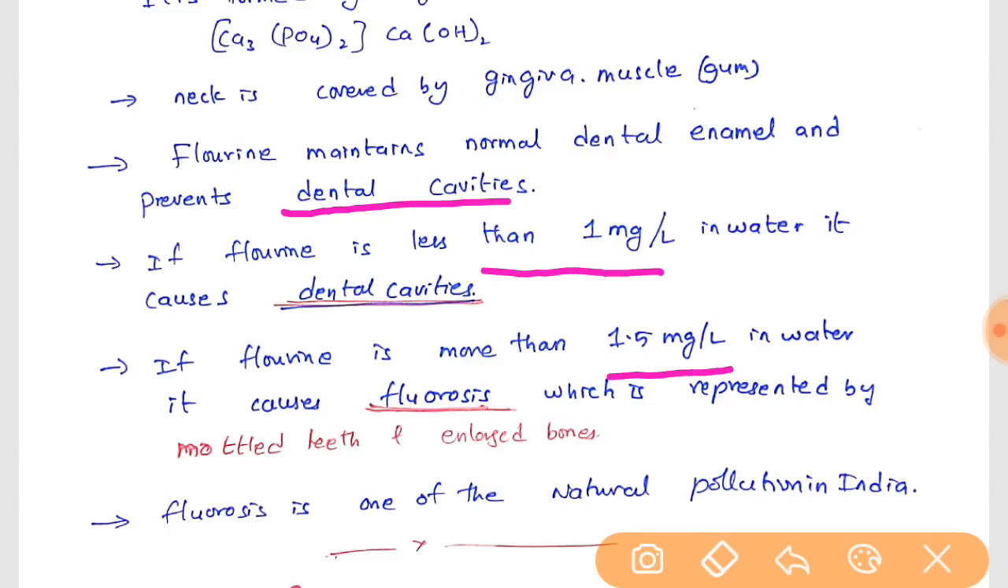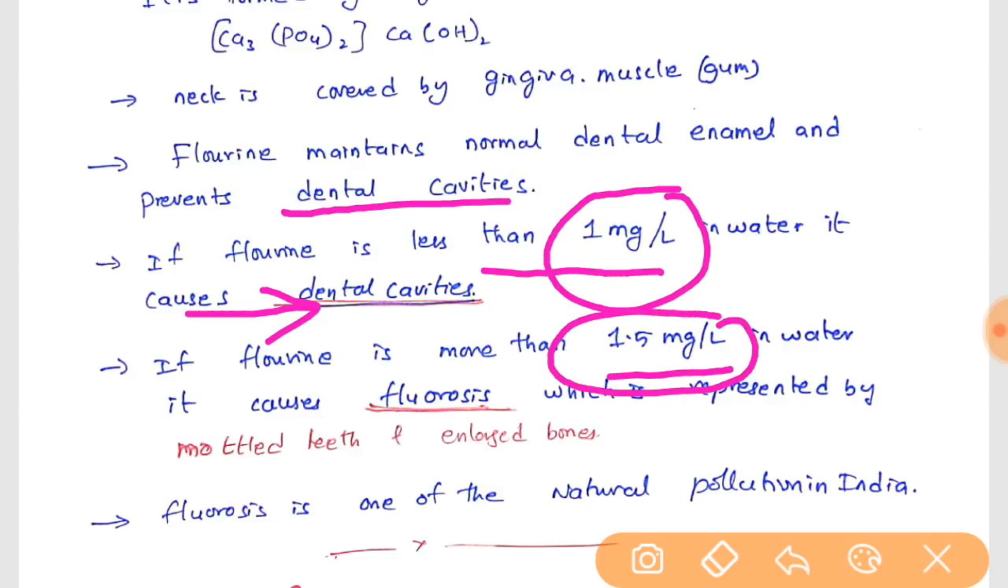If the water we use has less than 1 milligram of fluorine per liter, it causes dental cavities, that is degradation of enamel. If the water contains more than 1.5 milligrams per liter of fluorine, then it causes fluorosis.